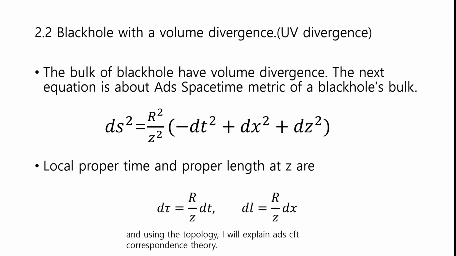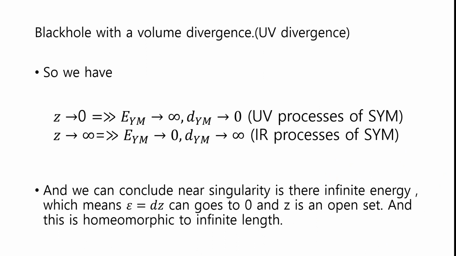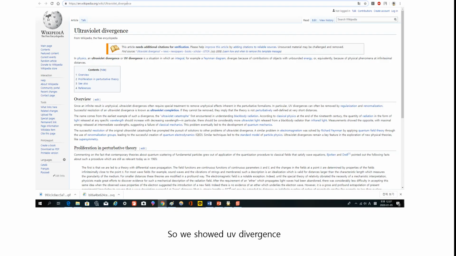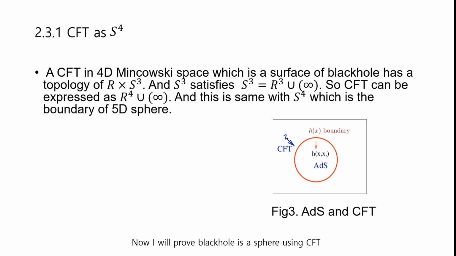The next equation is about the AdS spacetime metric of a black hole. Local proper time and proper length and Z are like this. The relation between energy and distance in boundary and bulk is the following, where Yang-Mills energy is proportional to 1 per Z and Yang-Mills distance is proportional to Z. So we have this relation, and we can conclude near singularities there is infinite energy, which means Z can go to 0 as Z is an open set. And this is homeomorphic to infinite length. So we showed UV divergence, which means the black hole has infinite curvature, and this is good proof for the fact.